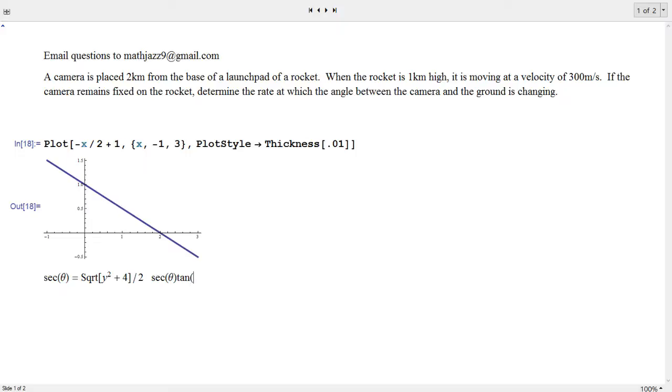we're just taking the derivative right now, is equal to, and this will be the derivative of the other side, so we get the denominator will be 4 square root of y squared plus 4. And then the derivative of y squared plus 4 is going to be 2y y prime.